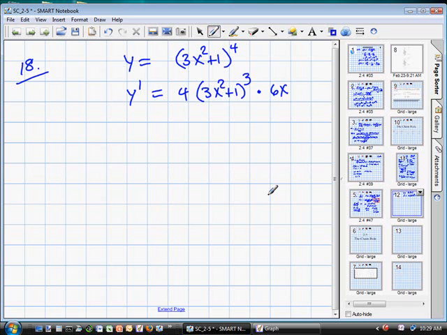I'll tell you what, let's do an odd nearby, and let's look in the back and get a feel for that. So, what's 17? Oh, I'm on the wrong lesson here. Okay. Let's do 17. And let's do it our way, and then let's compare. Okay, 17 is y equals (2x minus 7) cubed.